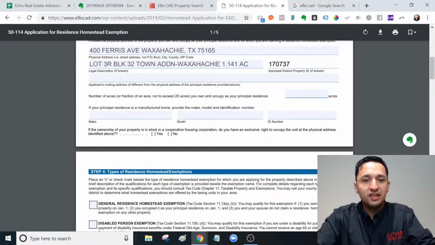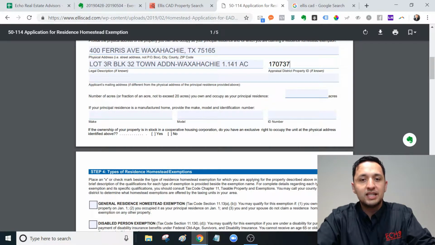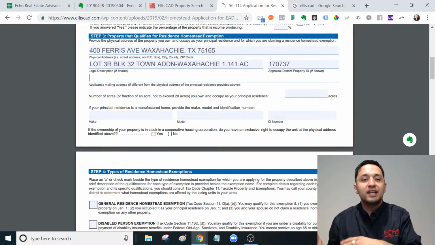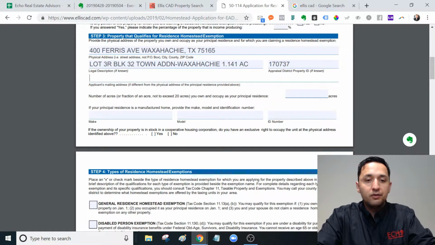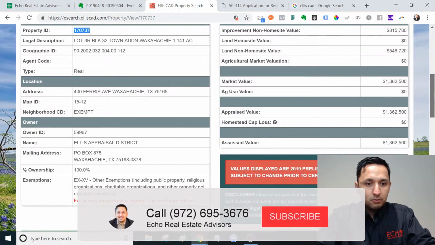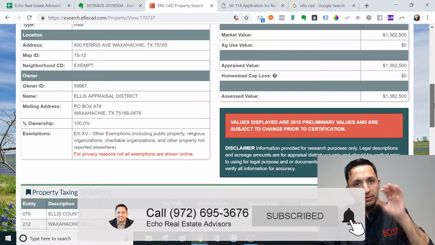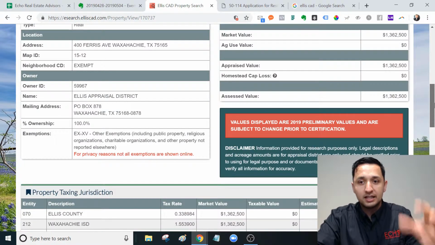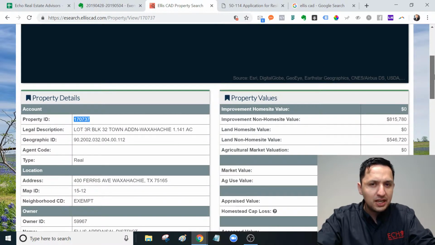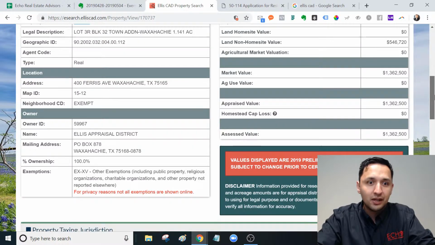Applicant's mailing address, if different from the property address of the principal residence provided above. If you're getting your mail somewhere else, a P.O. box number or anything else, that's where you would do that. Number of acres or fraction of an acre not to exceed 20 acres you own and occupy as your principal residence. All right, so we're going to look at the size of this property. Not the improvement, but the actual land, the lot. So most lots, to give you an idea, are about 1/8 of an acre.